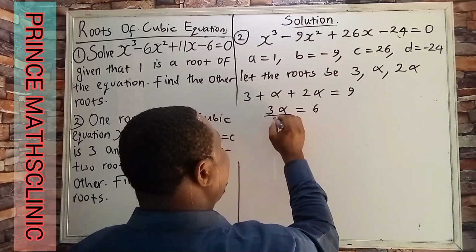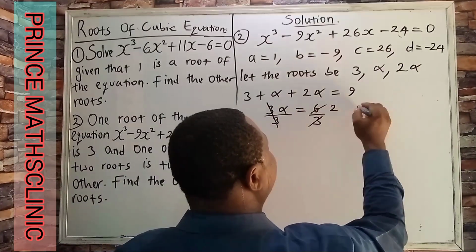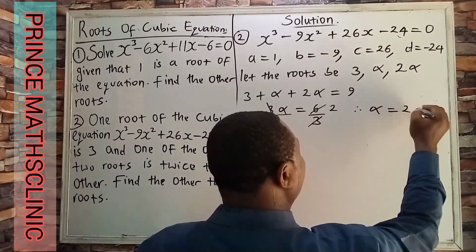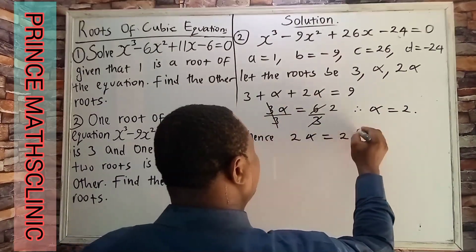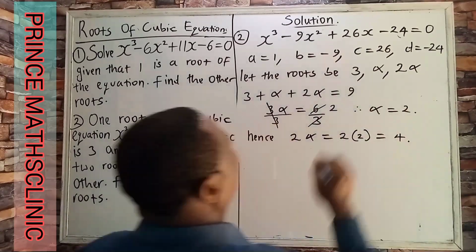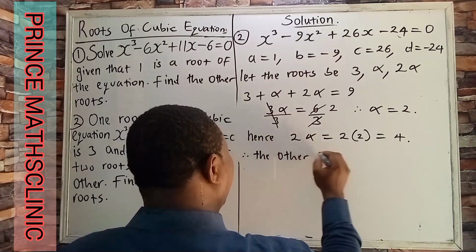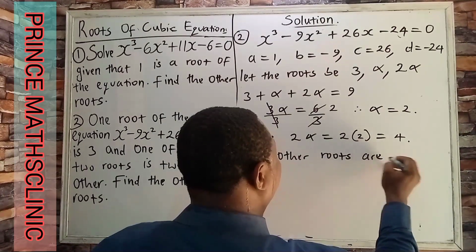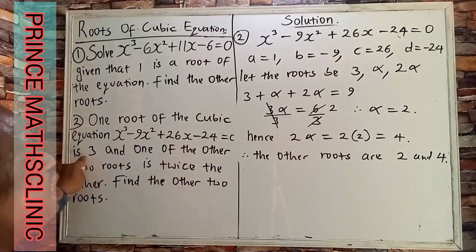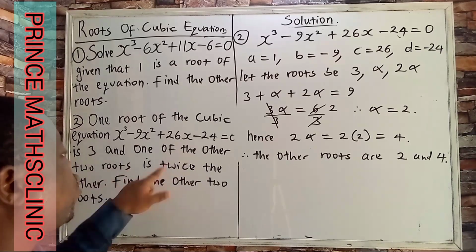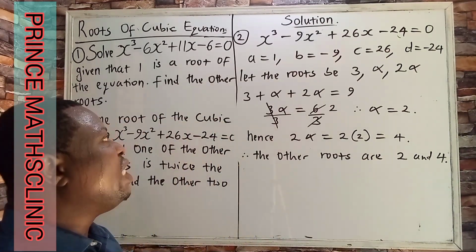So if I divide this by 3 and divide this by 3, 3 will cancel 3. 3 can go in 6 twice. Therefore, our alpha is 2. Hence, 2 alpha will be 2 times 2, which is 4. So therefore, the other roots are 2 and 4. Remember, the first root is 3. Then they said one of the other two roots is twice the other. So 4 is twice 2. So that makes what we have done very correct.